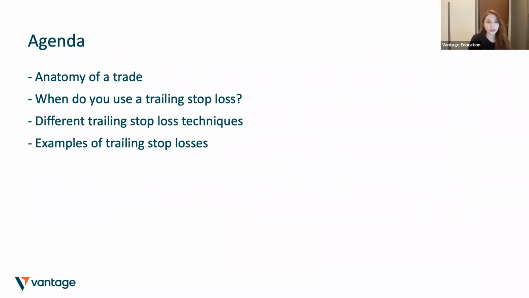Today's agenda has 4 parts. We're looking at the anatomy of a trade, and figuring out when we should be using a stop loss and incorporating that into your trading technique, strategy and analysis. Thirdly, we have different trailing stop loss techniques. There are definitely more than one, so some might fit your analysis better than others.